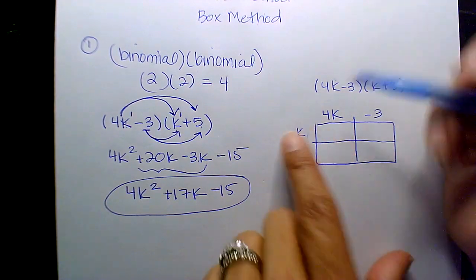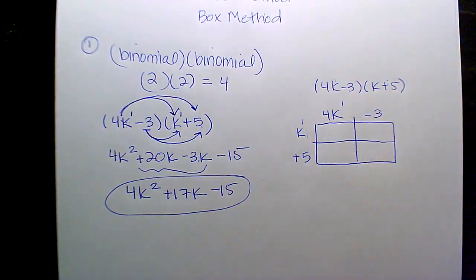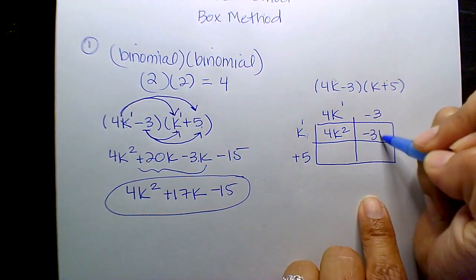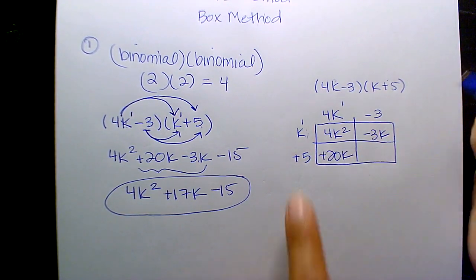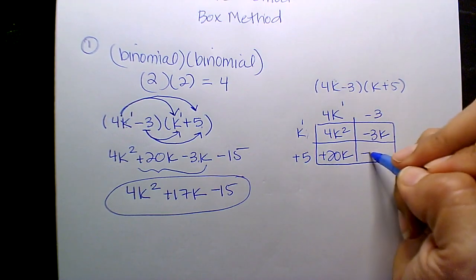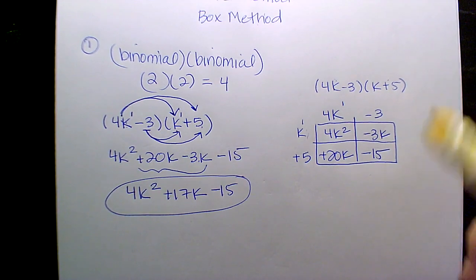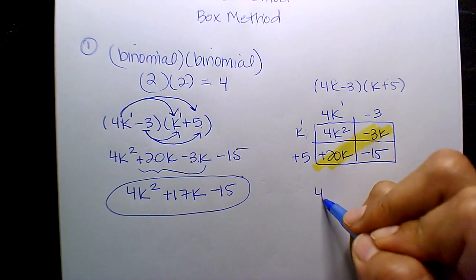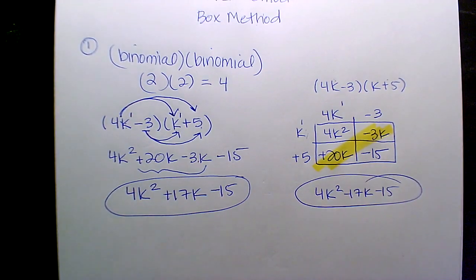Every cell is a product of row times column. So what's 4k times k? 4k squared. What's negative 3 times k? Minus 3k. What's 4k times 5? 20k. What's negative 3 times positive 5? Negative 15. And then here with the structure, you kind of see your like terms. They're diagonal. So now 4k squared plus 17k minus 15. So you get the same answer.